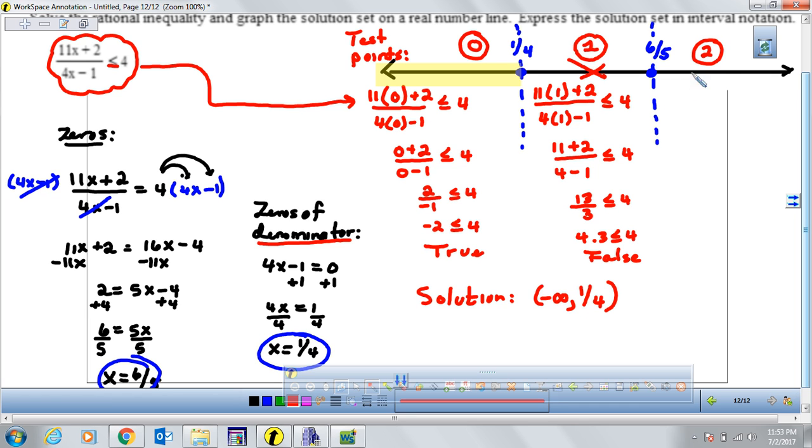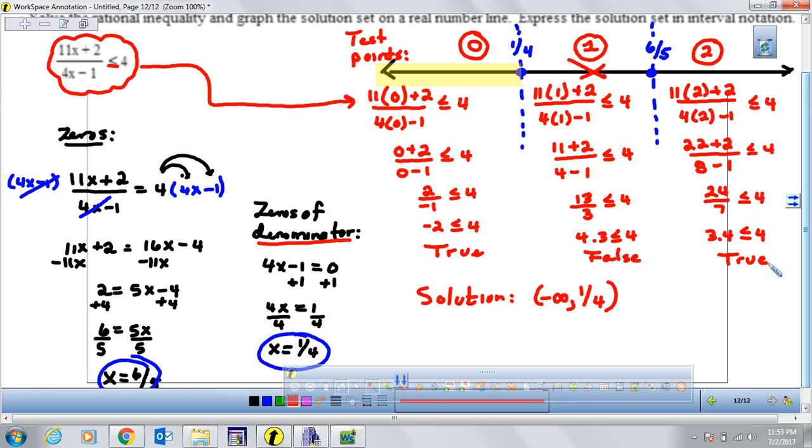Last but not least, we're going to substitute the test point on the right side. So it's 11 times x, which is 2, plus 2, over 4 times x, which is 2, minus 1, must be less than or equal to 4. So that's 22 plus 2, that's 24. That's an 8 minus 1, that's a 7. So we get 24 divided by 7, which is about 3.4 approximately. Is that less than or equal to 4? True or false? That is also true.